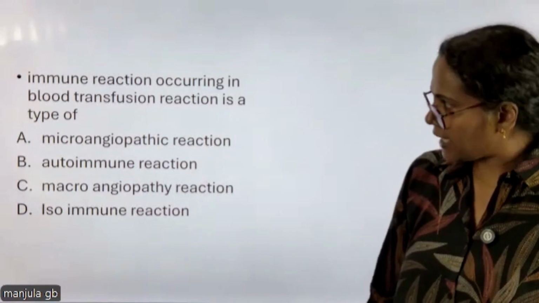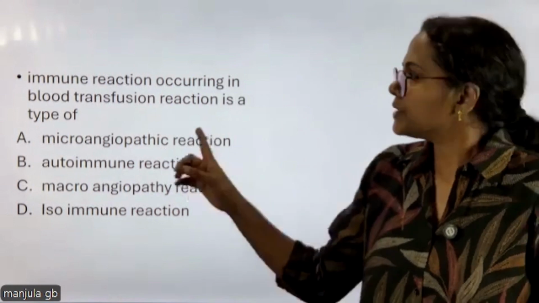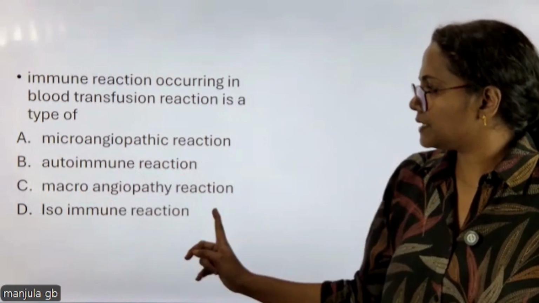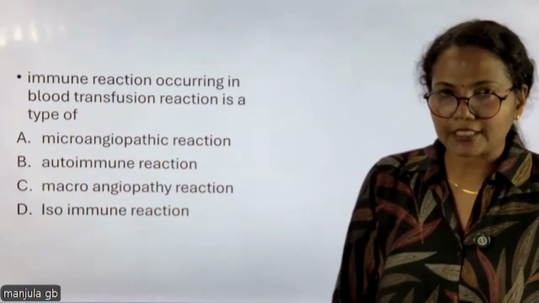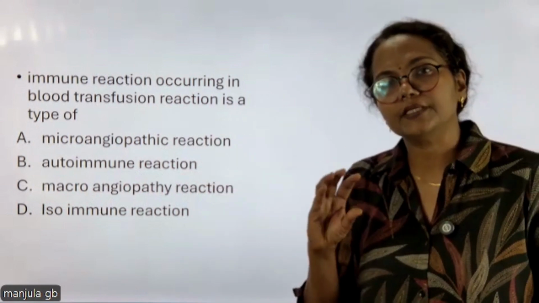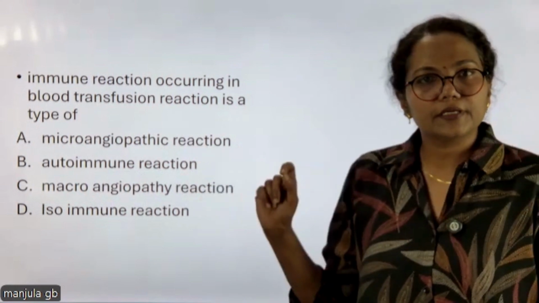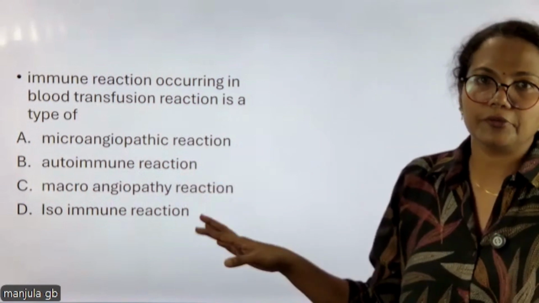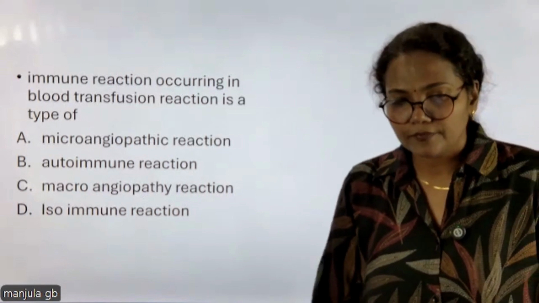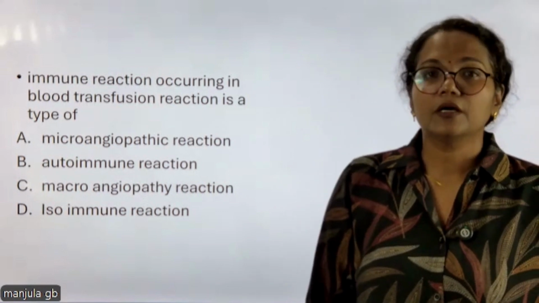Next one, immune reaction occurring in blood transfusion is a type of: microangiopathic reaction, autoimmune reaction, macroangiopathic reaction, or isoimmune reaction. So, what kind of reaction happens after blood transfusion? Microangiopathic reaction, autoimmune, it is not autoimmune, we know that. Macroangiopathic or isoimmune reaction. So the answer is what? Can you just message in the chat box? What is the answer?